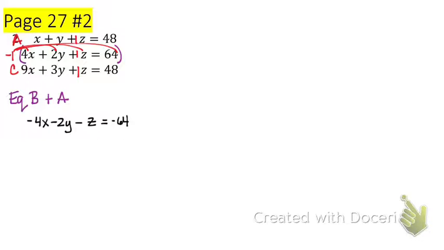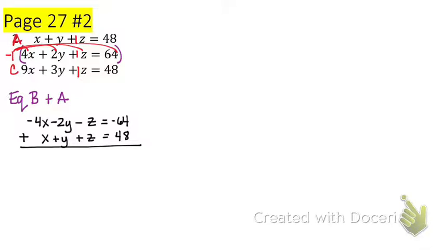So let me make sure I didn't mess up. -4x minus 2y minus z equals -64. Now, right under that, I want you to write equation A, which is x plus y plus z equals 48. And notice that we have the opposites, so go ahead and add these two equations together.